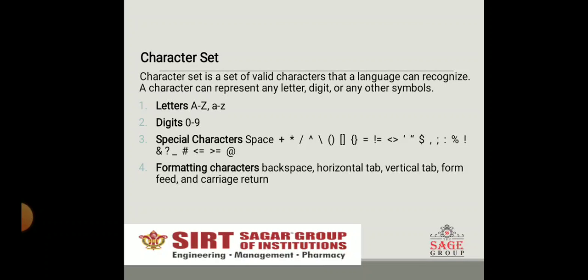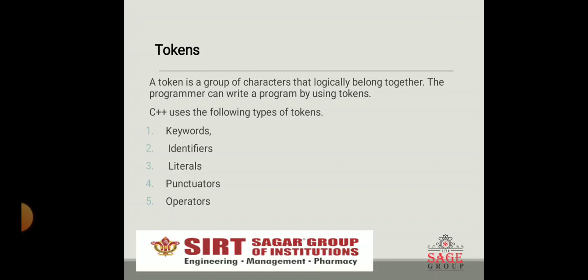So I will start from the character set. A character set is a set of valid characters that a language can recognize. So A to Z, 1 to 10, or all the numbers, and some special characters or special symbols, operators are the character sets. Now tokens: a group of characters is called a token. Keywords, identifiers, literals, punctuators, and operators are the tokens.